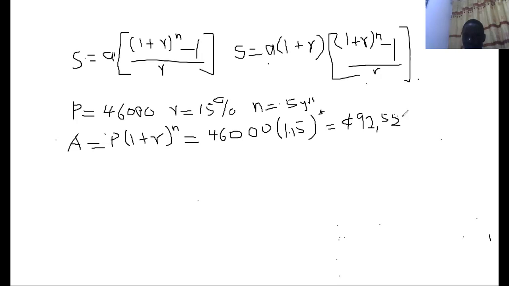522. Let me check. So 1.15, sorry, 1.115 all raised to 5 times 46,000. Okay, so 1.115 raised to 5 times 46,000. Let me see, what is the interest on the loan? Let me check.